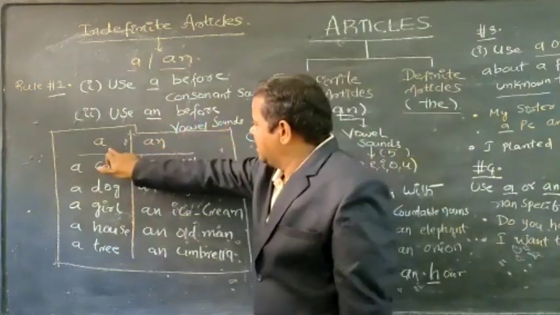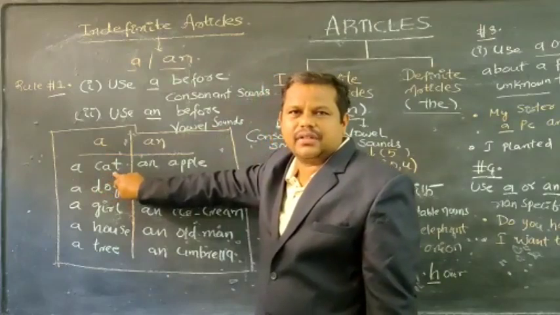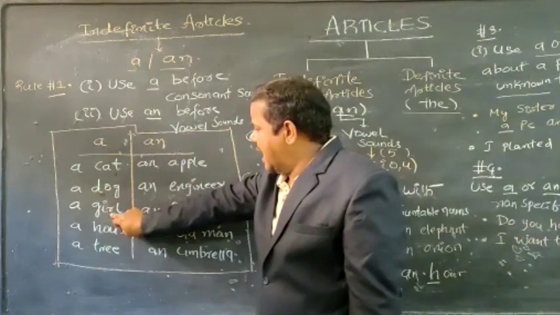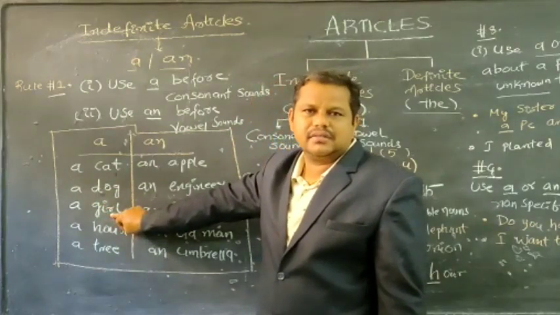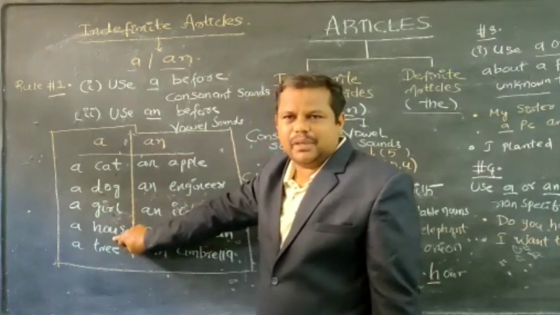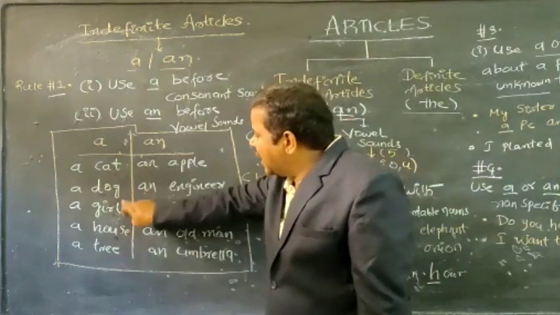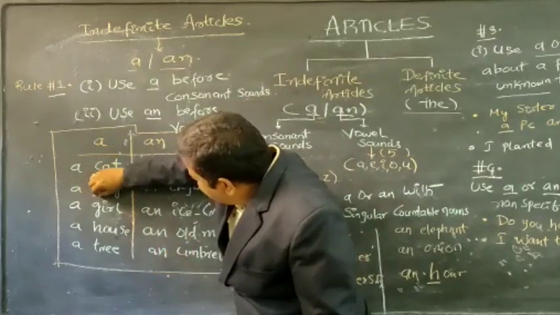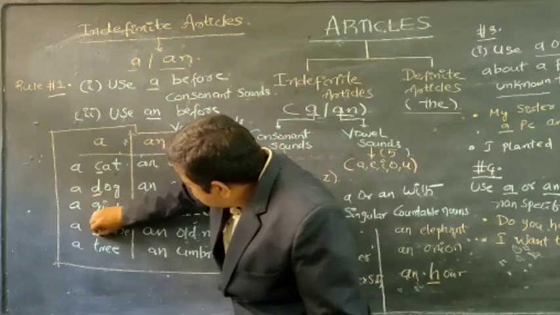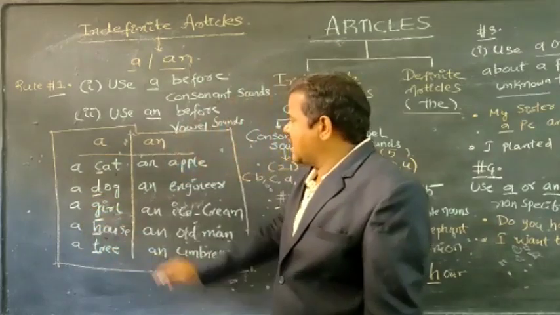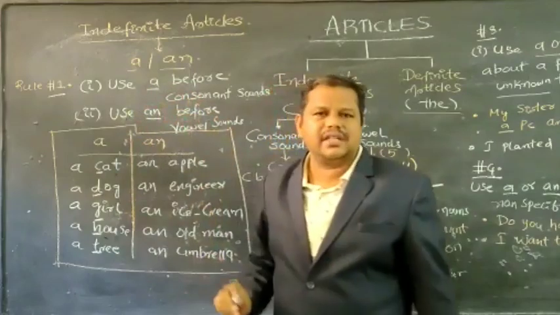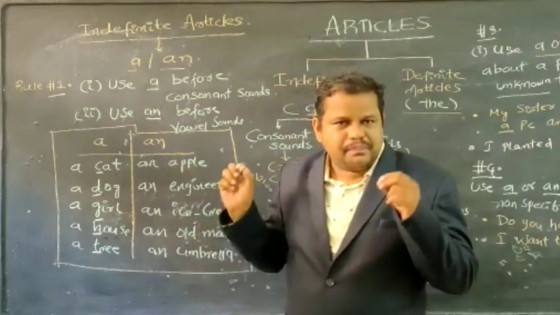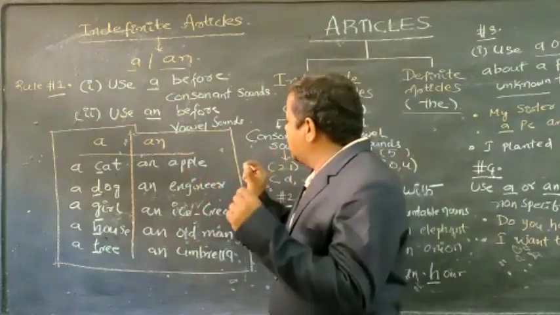For example, a cat. You are getting the sound ka. A dog, you are getting the sound da. A girl, you are getting the sound ga. Another example is a house, a tree. Please concentrate on the first sound: ka, da, ga, house and tree. All these start with consonant sounds. Whereas when you are using an, you have to get a vowel sound.